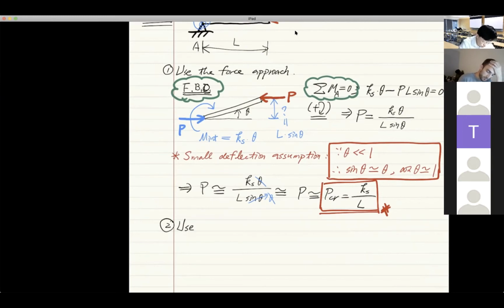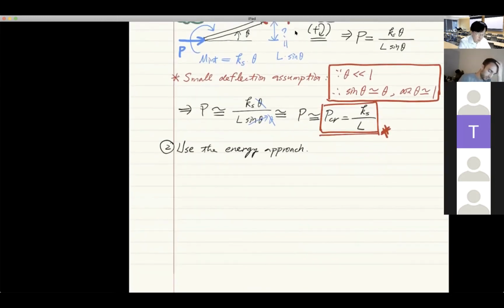If we use the energy approach, we will not take any force equilibrium. We will not need to establish any free body diagram. Instead, we will calculate just the energy terms. We're going to calculate the strain energy, external work, and the total potential energy. So the first thing we need is to find out the strain energy.